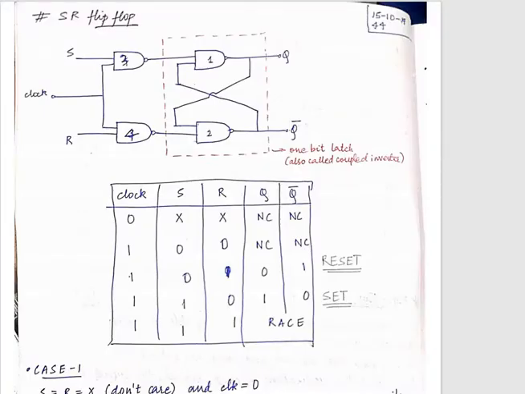So as you can see, this is the circuit for SR flip-flop, and in the dotted part, let me show you by highlighting this part. So this part is a 1-bit cell. This part of the circuit is acting as a 1-bit latch, also called a coupled inverter, and by just adding these two gates, the SR flip-flop is formed.